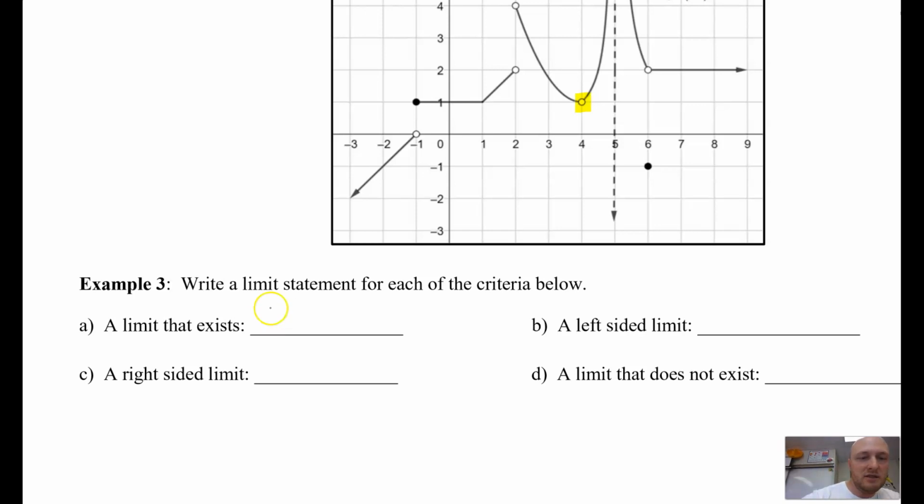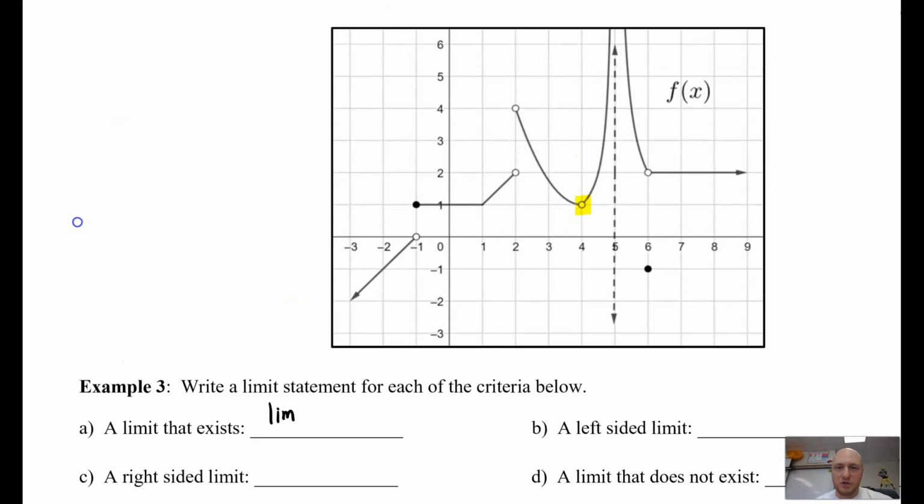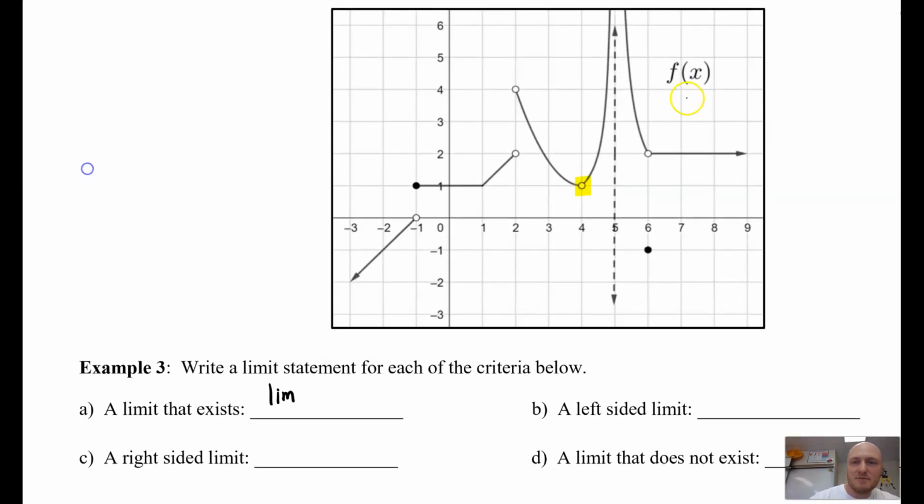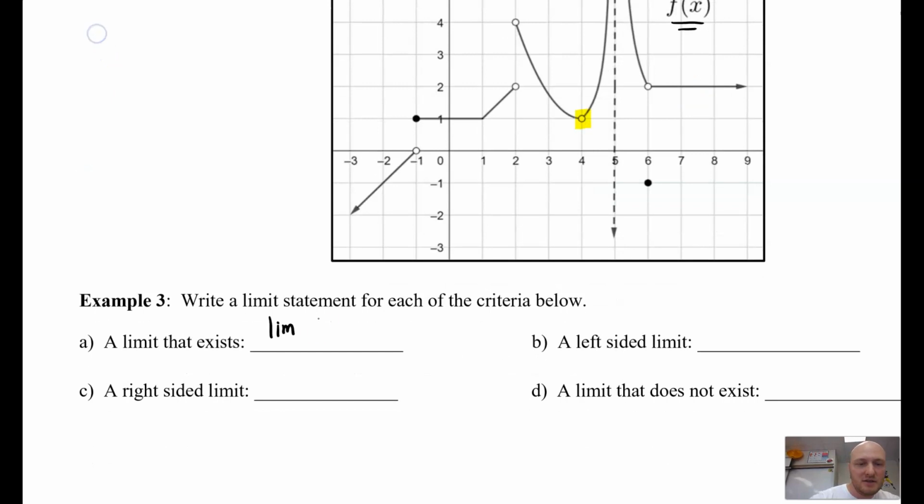So I'm going to say, okay, the limit, L-I-M, lim. Now what's the function? The limit of f of x. That's my function right here, f of x. And then what's the x value? 4. So x arrow 4. X is approaching 4, and it's small, and it's right underneath the limit. So the limit of f of x as x approaches 4, and then let's go ahead and give an answer. Well, that y value would be 1. Okay, so that's a limit that exists.